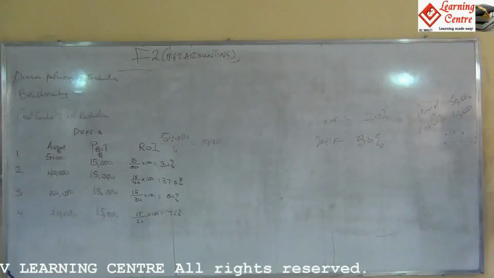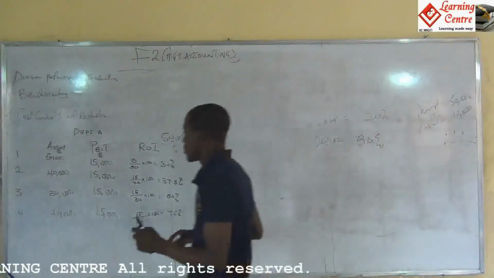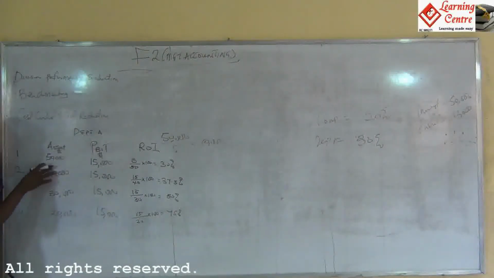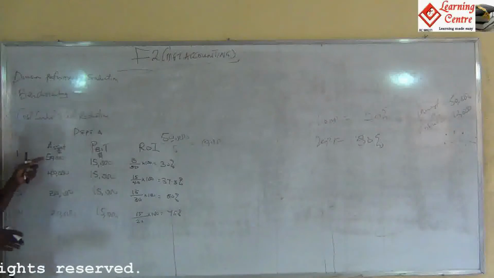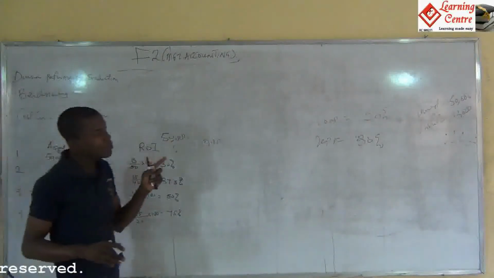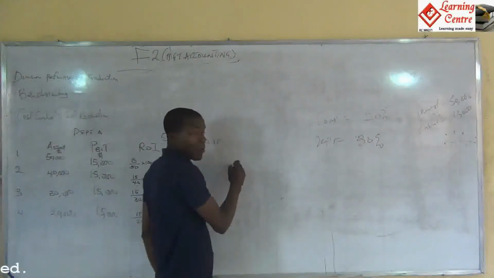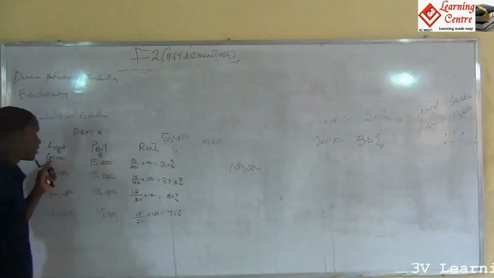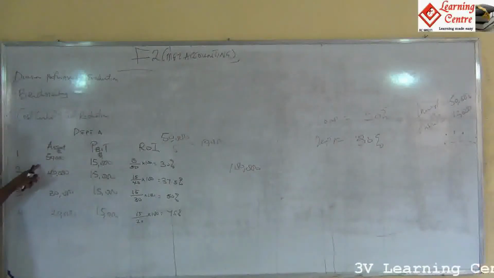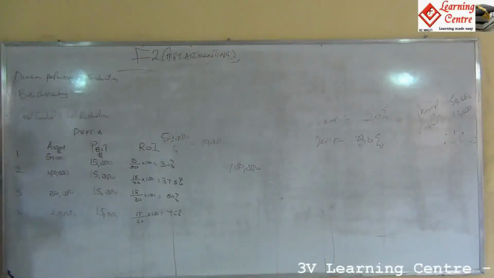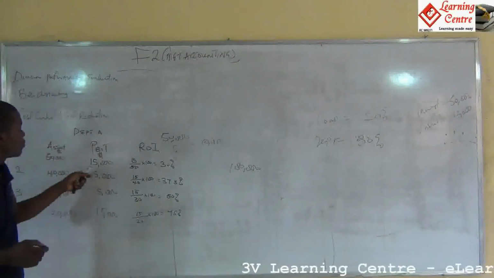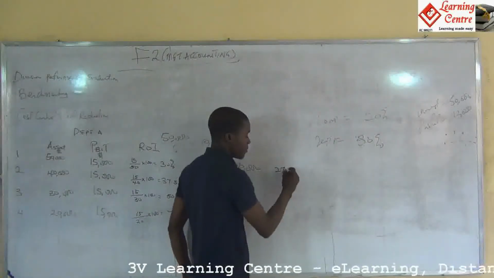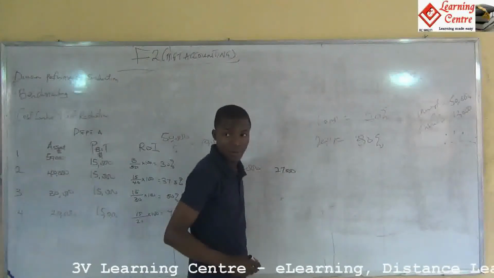Now, let's look at it. Assuming this is still in the first year, if department A takes on this project, the investment will then become how much? 100,000, because you already have that many, plus 50,000. The profit will move from 15,000 to how much? 27,000, right? Are you following?